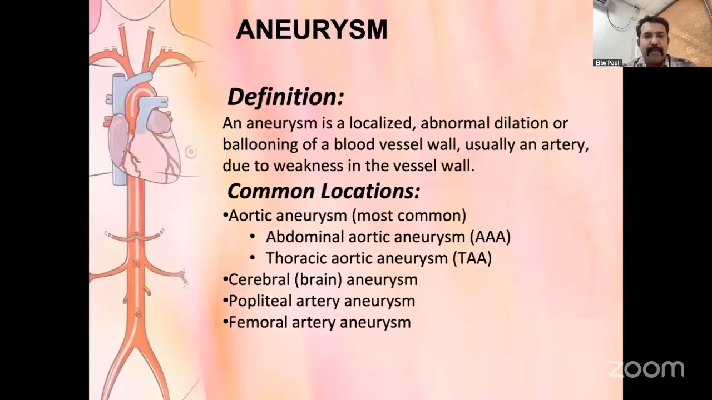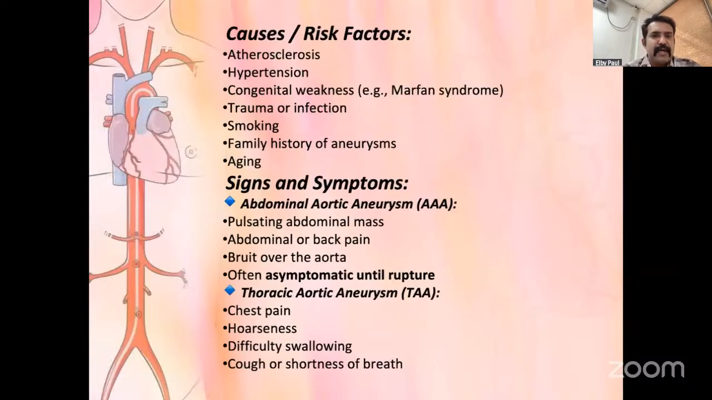ठीक है, तो कॉमन लोकेशंस, आयोटिक एन्यूरिज्म्स मोस्ट कॉमन है. Abdominal aortic aneurysms, thoracic aorta aneurysms, cerebral vein aneurysms, popliteal artery aneurysm, femoral artery aneurysms. यह नॉर्मली वीकेज ऑफ वेसल्स की वजह से होता है. Causes: atherosclerosis, hypertension, congenital weakness, Marfan syndrome we can say. Trauma or infection, smoking, family history of aneurysm, aging. These are the risk factors or causes for aneurysms.